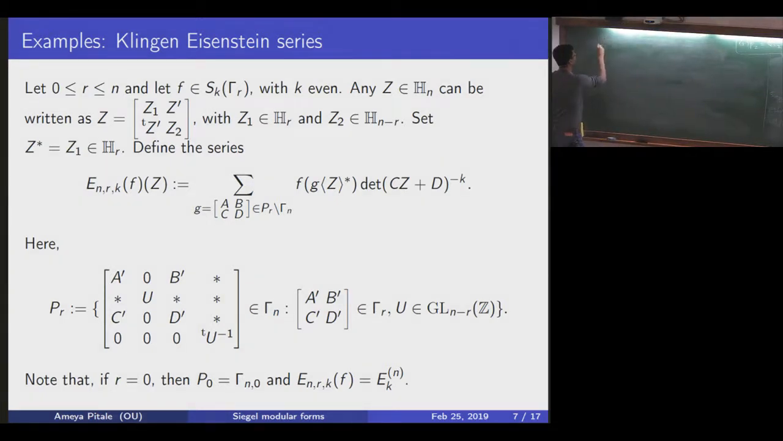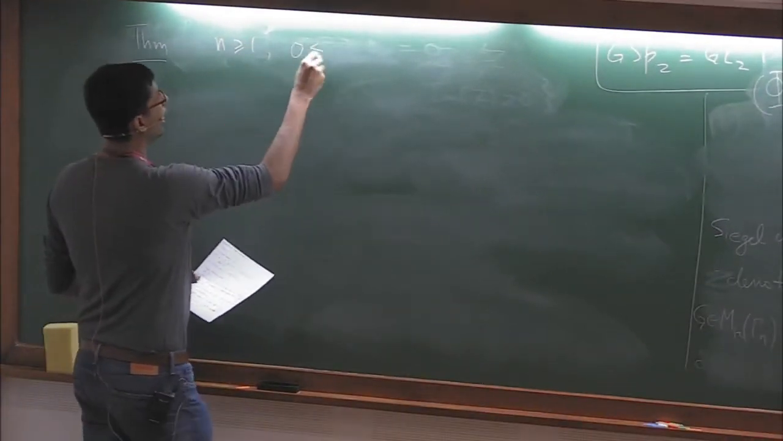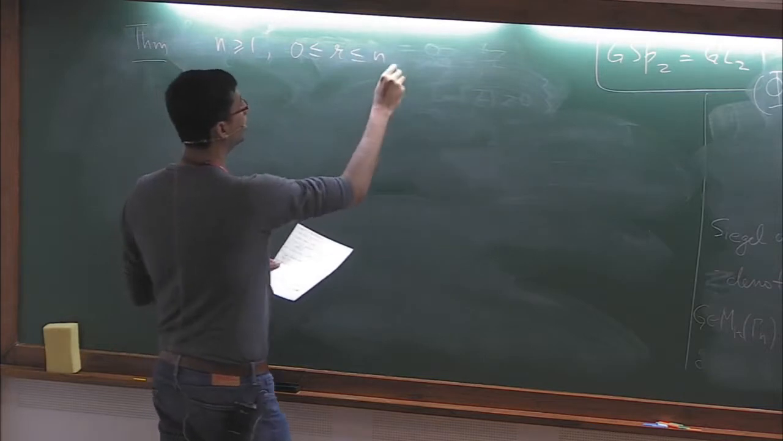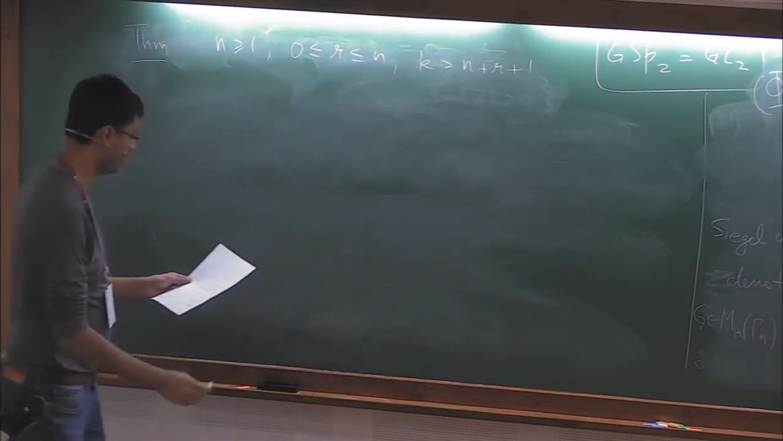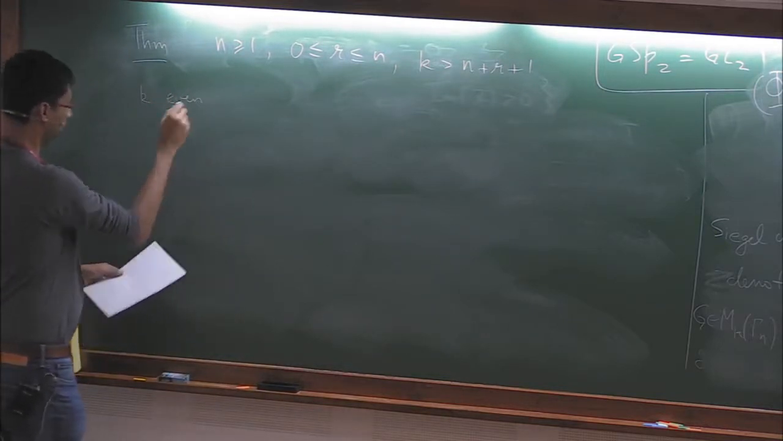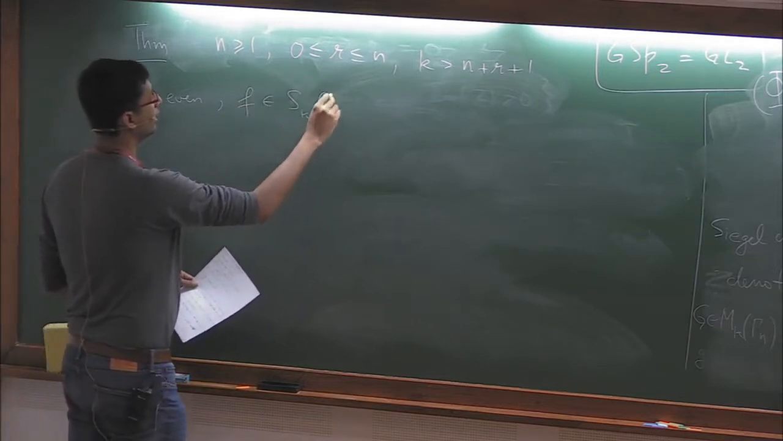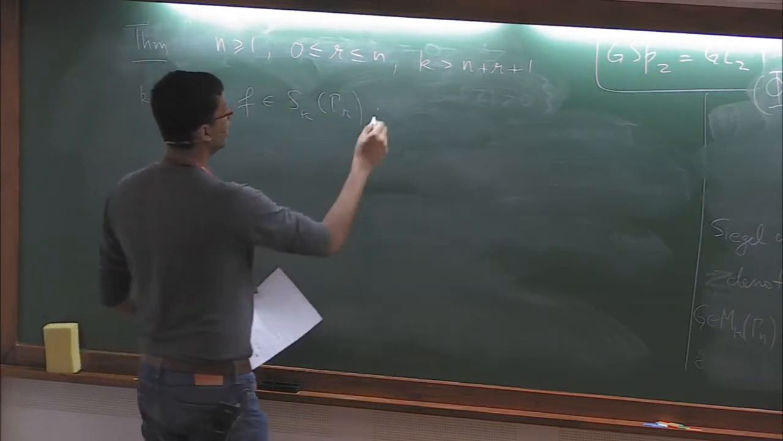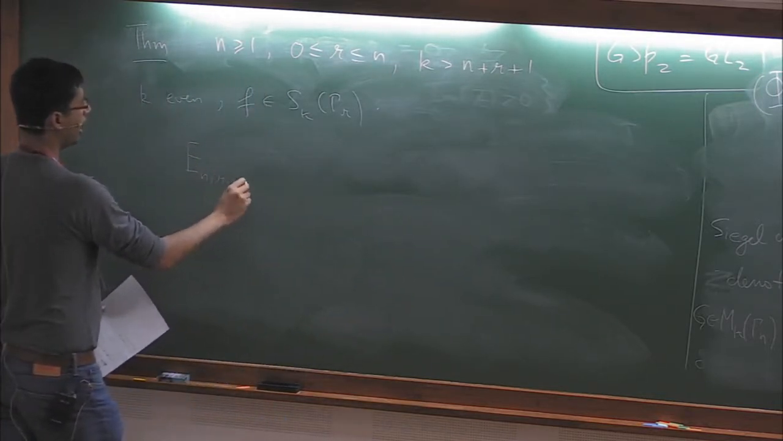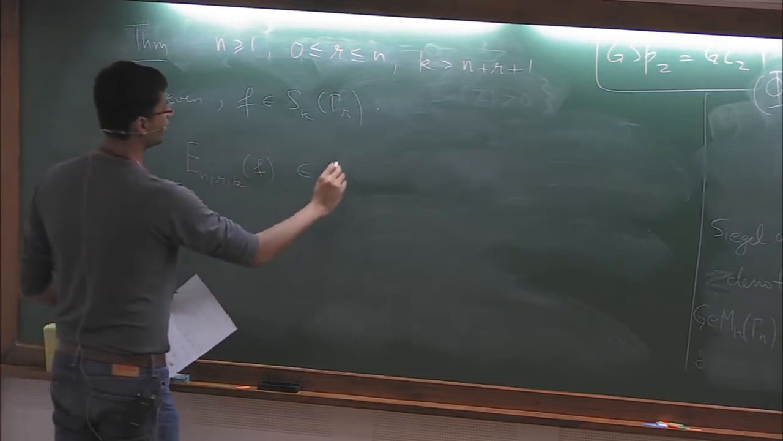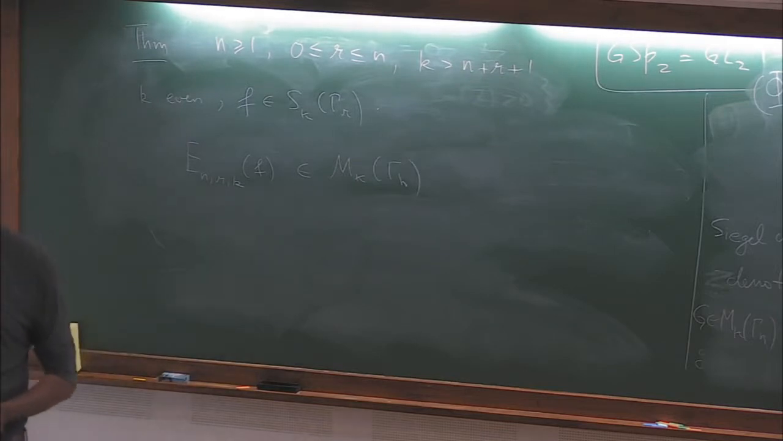So the theorem says that for n bigger than or equal to 1, r between 0 and n, for convergence we need some condition on the weight k, and k even. And f is in S k of gamma r. In this case, my Eisenstein series E n r k of f is actually a modular form of weight k on gamma n.